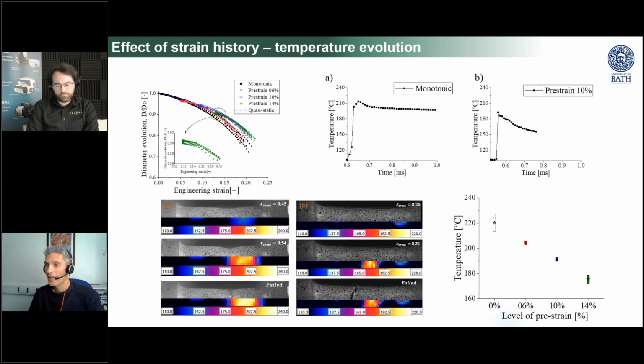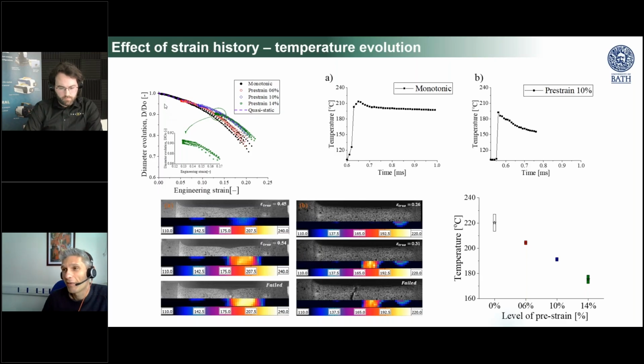So we conducted a series of experiments on different samples: pristine samples, but also samples that were pre-strained at 6%, 10%, and 14% quasi-statically. We monitored, typically at a frame rate of around 500,000 frames per second, the diameter contraction of these samples with different preconditioning, pre-deformation. And we can see here that the diameter evolution tells us already something.